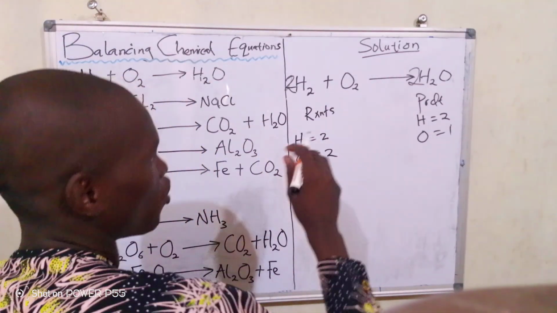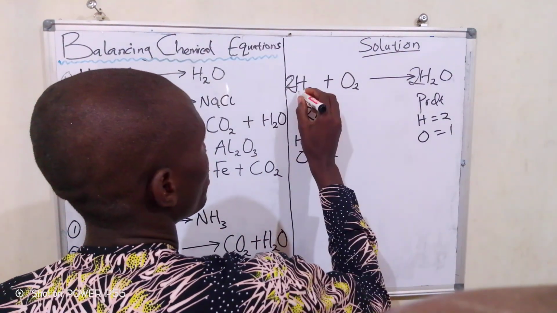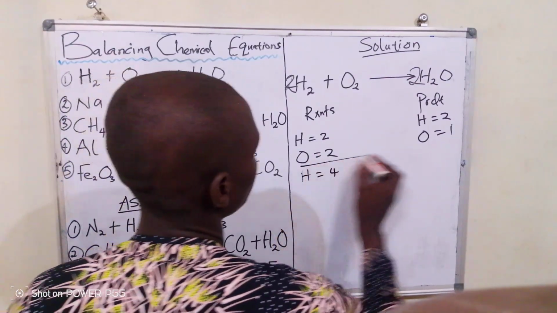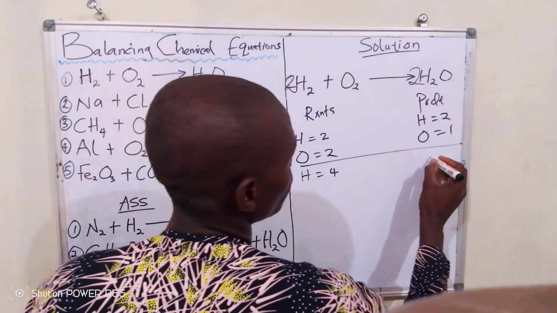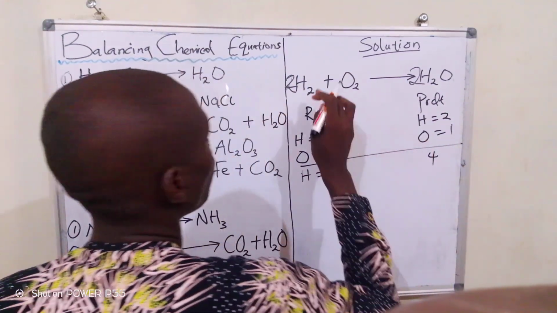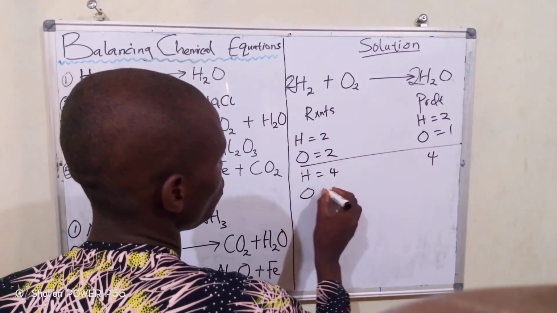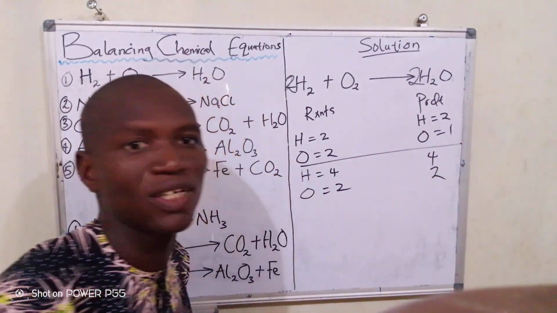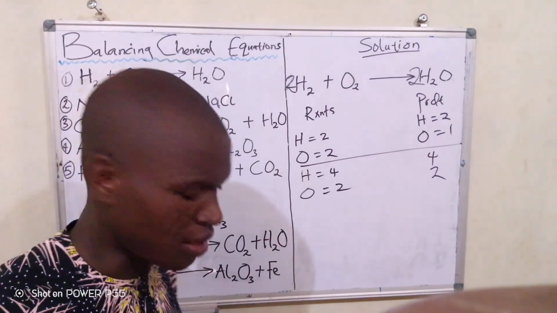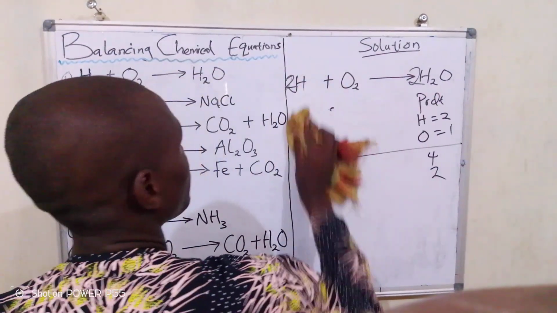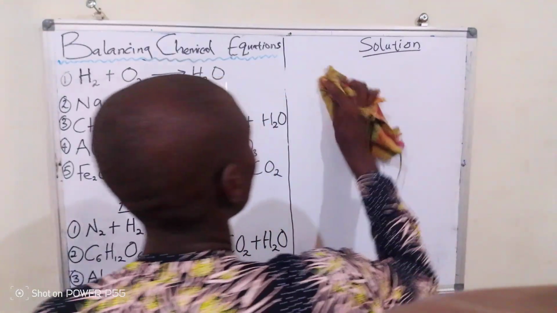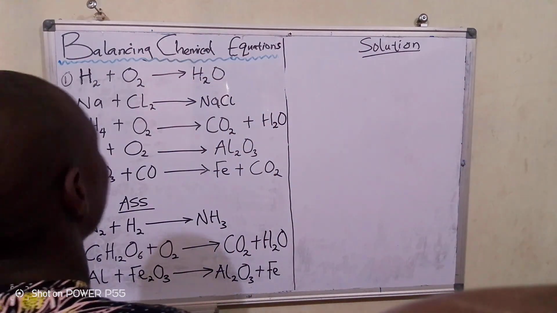Anytime you are done, cross-check to be sure. So at the end here, we have hydrogen equal to 4 at the reactant side. At the product side, also hydrogen is 4. Oxygen at the reactant side is 2, oxygen at the product side is also 2, showing that our equation is balanced. Let's quickly go to another one. Very quickly, I'll be faster this time around. I want to go to the next method, so I won't take much time.